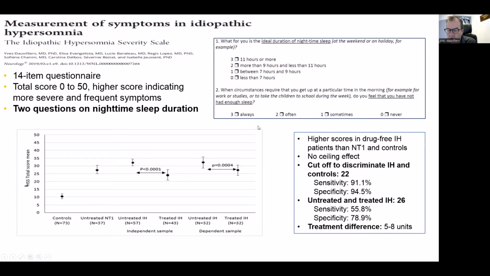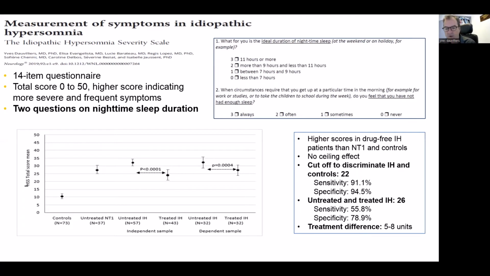There are some questions for sure about sleep inertia, about sleepiness during the day, and the consequences of having these symptoms on daily life, on driving, on work, on social issues. 5 items on the consequences of having hypersomnolence.